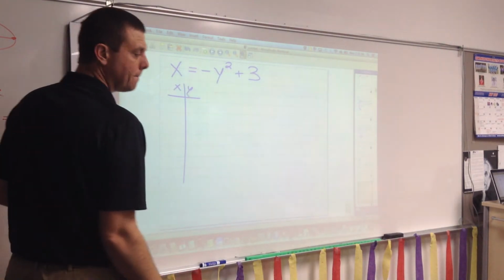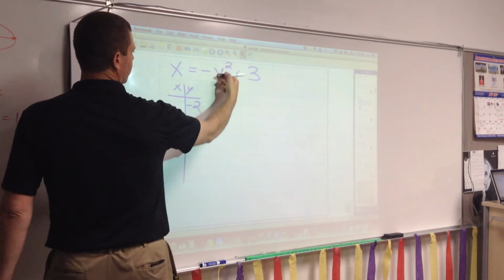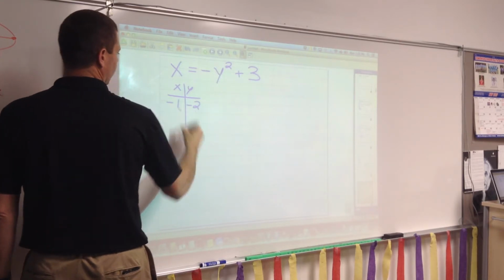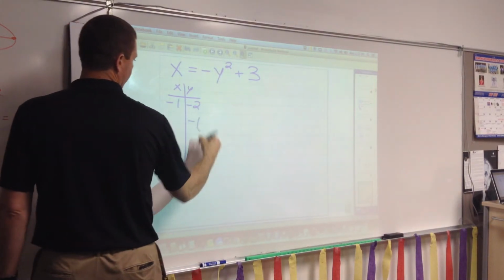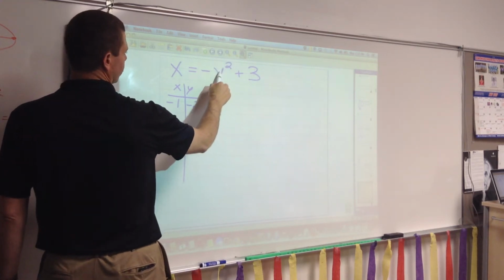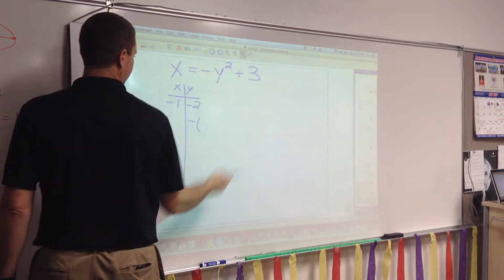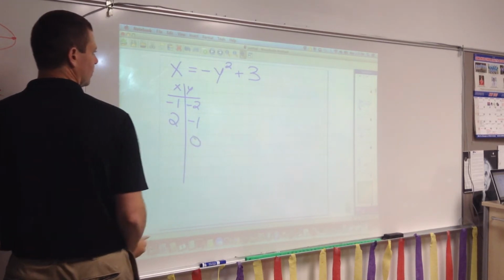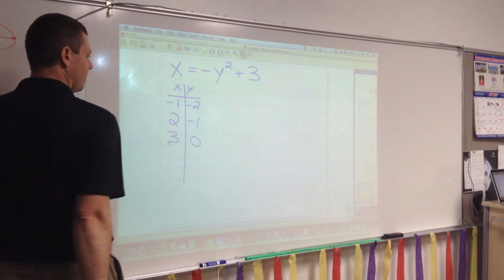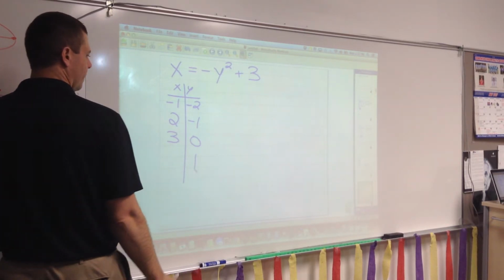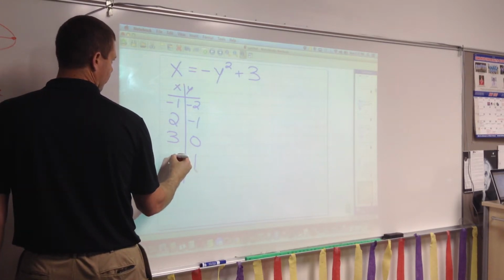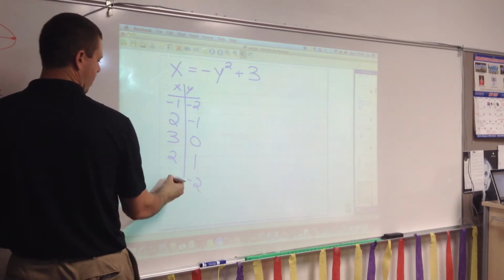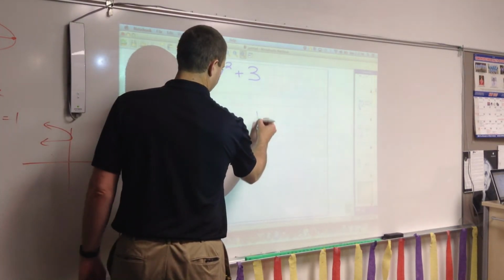Pick a number, plug it in for y. -2. So, -2 squared is 4. Opposite of 4 would be -4. Add 3. -1. Then -1. -1 squared is 1. Opposite of 1 would be -1 plus 3. 2. 0. Plug in 0. Up comes a 3. 1. Square. 2. And then -2. Same thing. -1. It works.